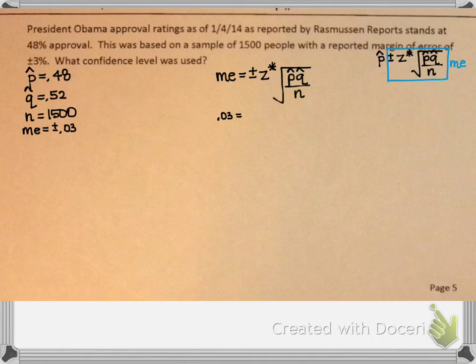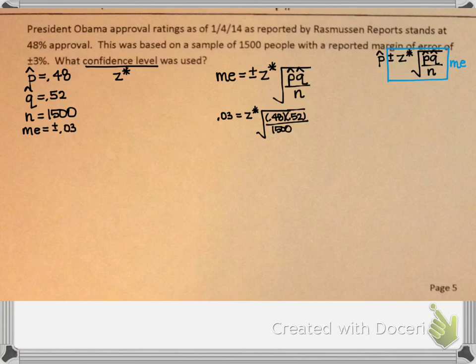All right, so Z star. That's what I'm trying to find out because they're asking me about the confidence level. That's the Z star information. So if I can find Z star, then I can find the confidence. Then I plug in everything else I know. So I know the P hat and the Q hat. P hat was 0.48, Q hat's 0.52, all over N, my sample size, 1500.